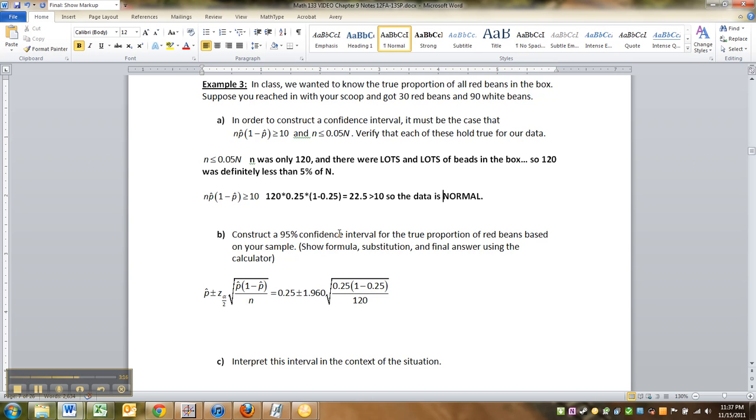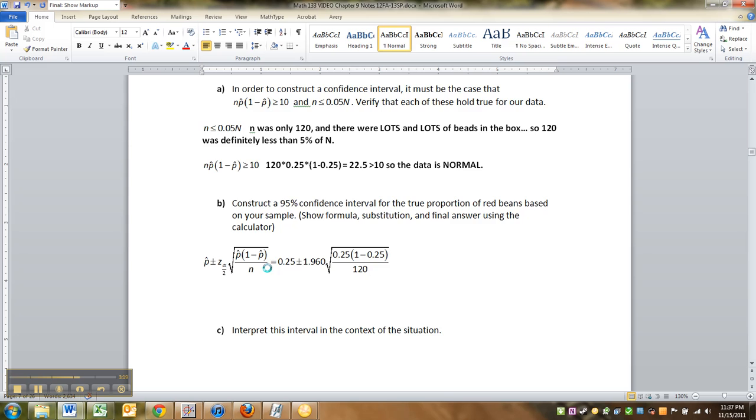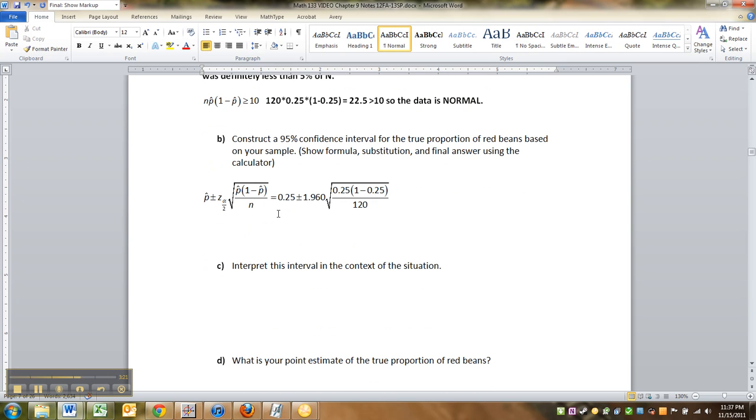Now, down here, they want us to construct the interval for the true proportion of red beads based on our sample. Show the formula substitution in the final answer using the computer.